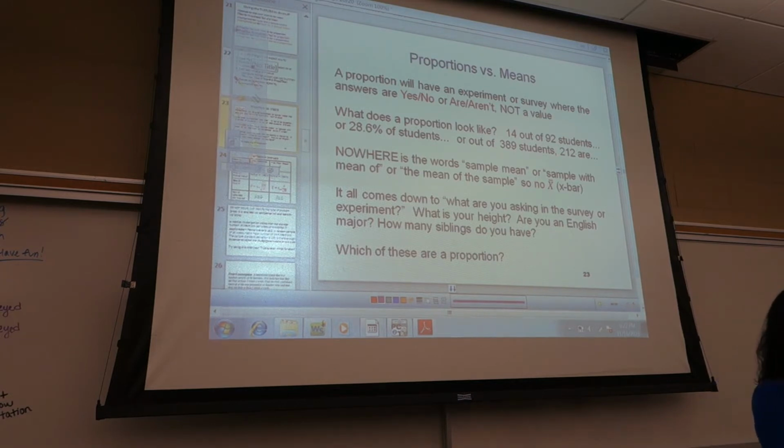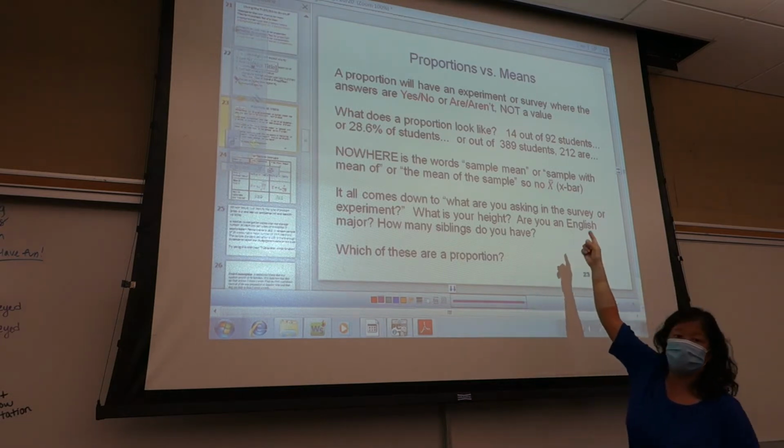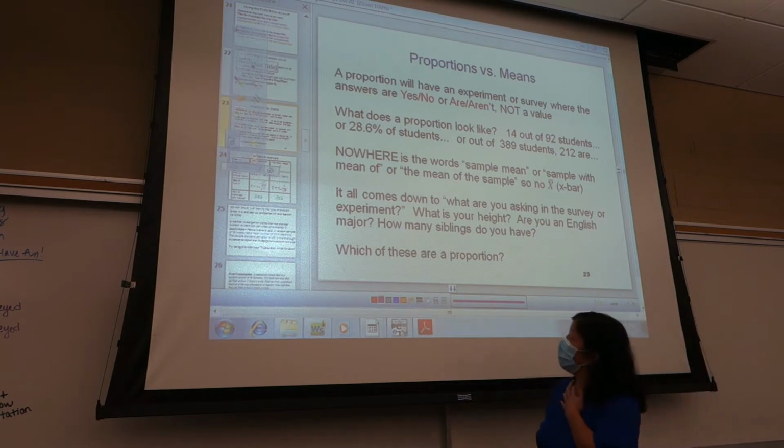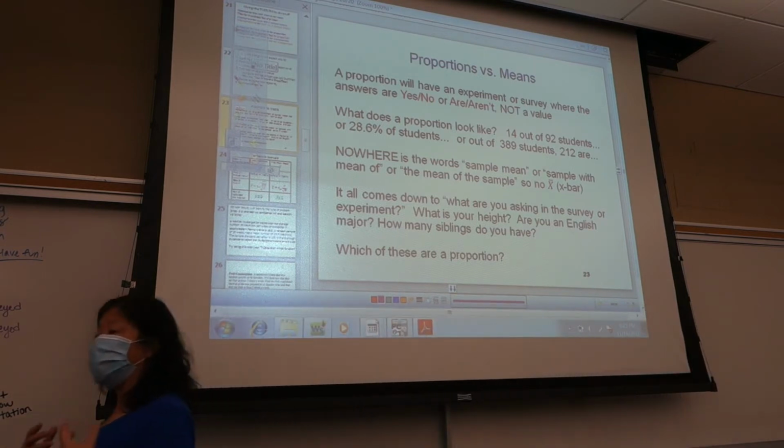Most importantly, nowhere is the word mean, average, or standard deviation, or a list of numbers, which is sort of a mean in disguise, where I just give you a list of numbers and expect you to find the mean. Or x bar and s; those are symbols for mean and standard deviation. And again, it's the type of question you're asked.